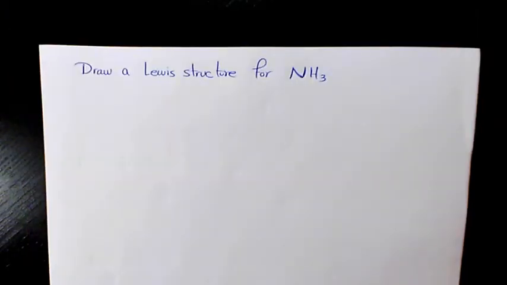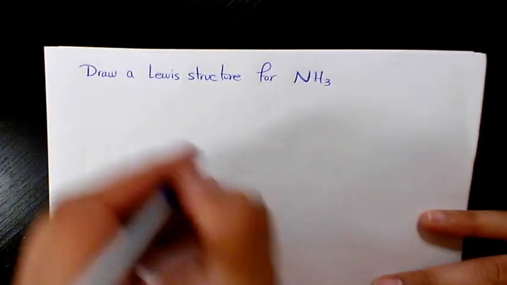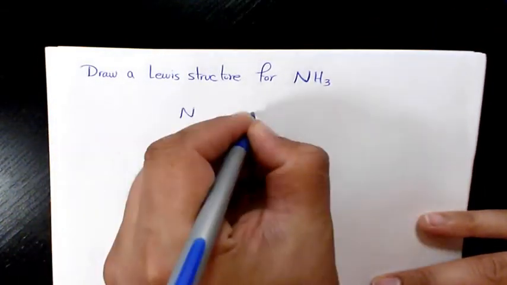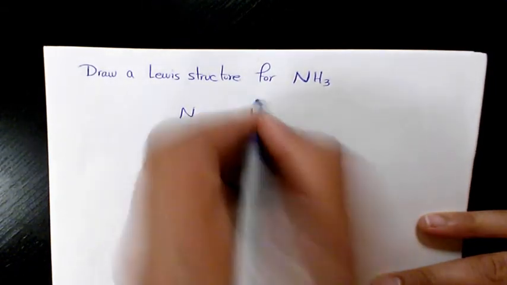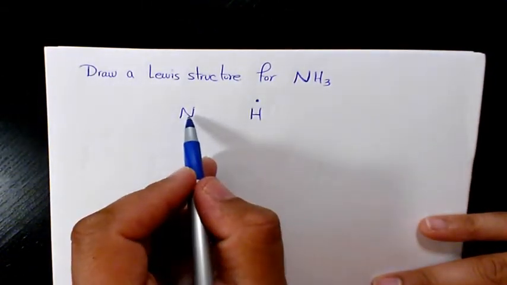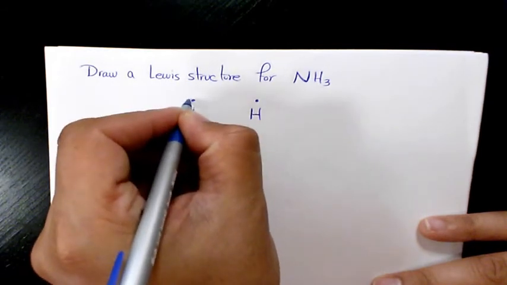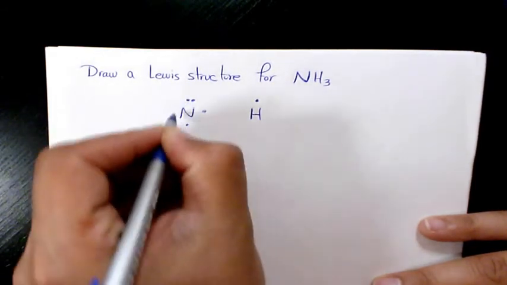Next example is draw a Lewis structure for NH3, ammonia. So the first thing I'm going to do is identify the elements. We have nitrogen and we have hydrogen. Hydrogen, we have 1 valence electron. Nitrogen, we have 5. It's going to be like that.